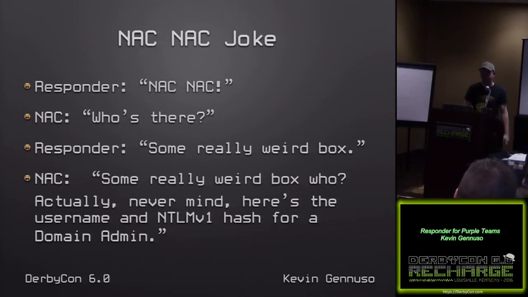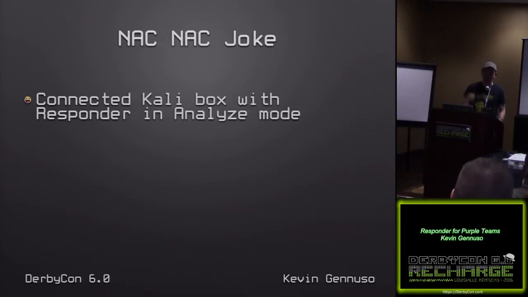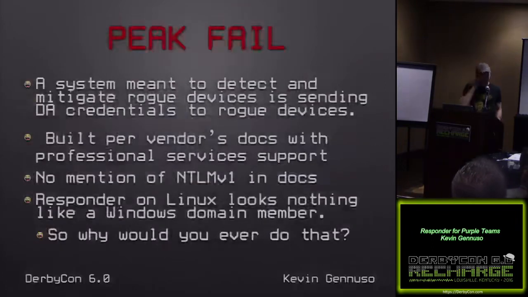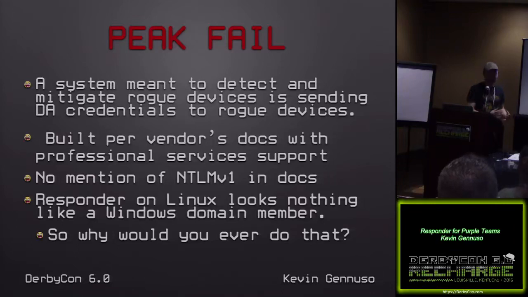So that hash is garbage. I can crack it in 10 minutes. So what that really translates to is I connected a Kali box to the network with analyze mode running in Responder, and 30 seconds later, I received back a domain admin username and NTLM v1 response. Which at this point, I think we've reached peak fail. Because a system that was meant to deter rogue endpoints and detect them and kick them off the network is actually being sent very highly privileged credentials, the most highly privileged credentials that you could give.